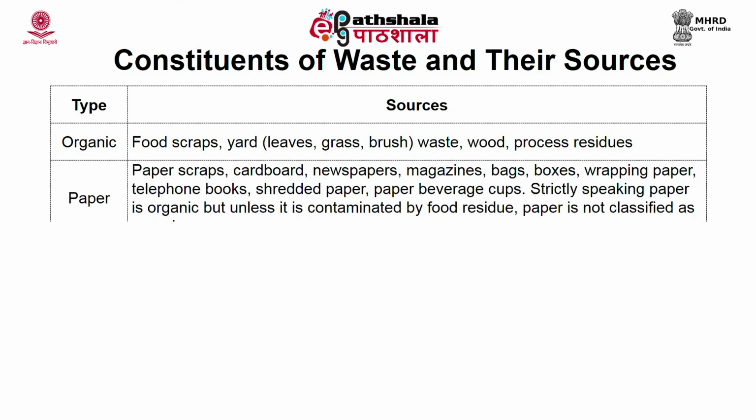Now, the sources from where paper is generated include paper scraps, cardboard, newspaper, magazines, bags, boxes, wrapping paper, telephone books, shredded paper, papers used for preparation of beverage cups, and also the packing materials used for packing food and other materials. Paper is not categorized under organic waste.